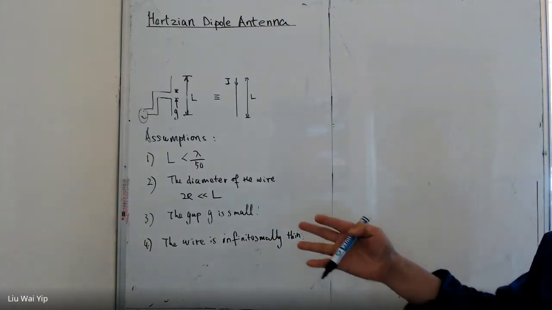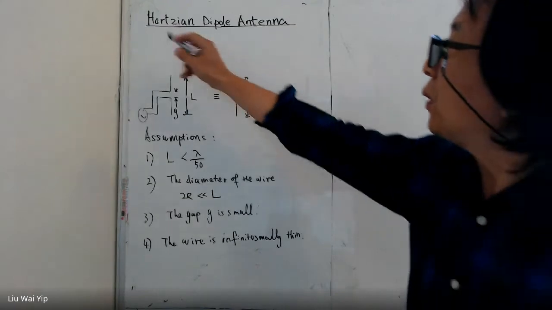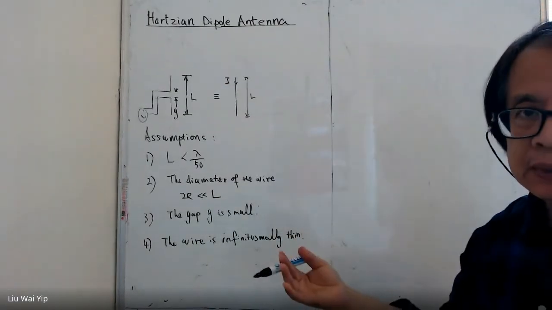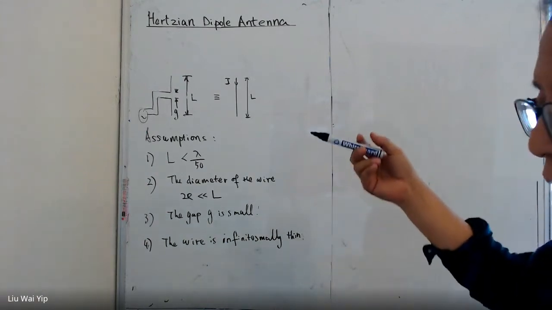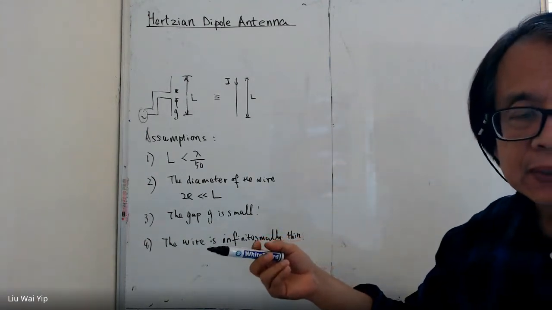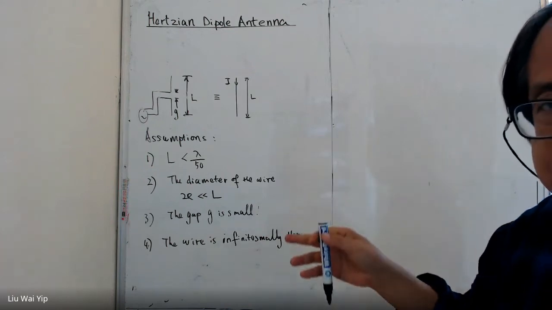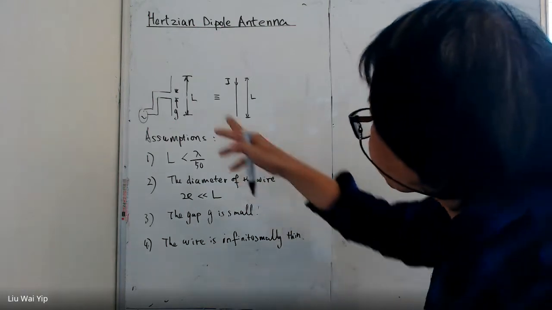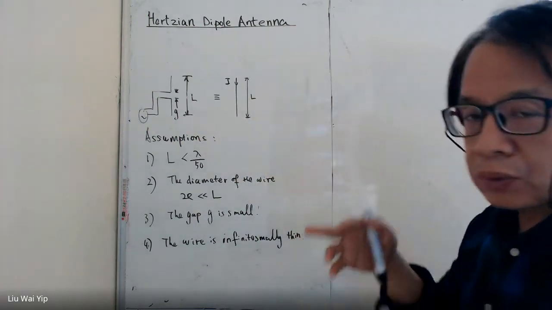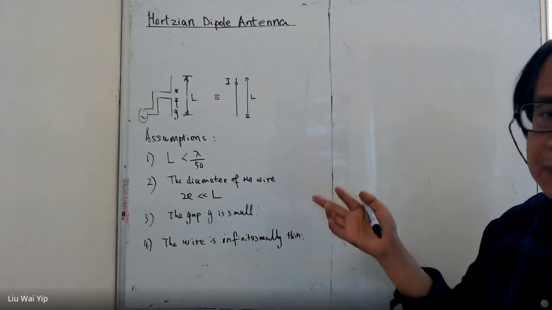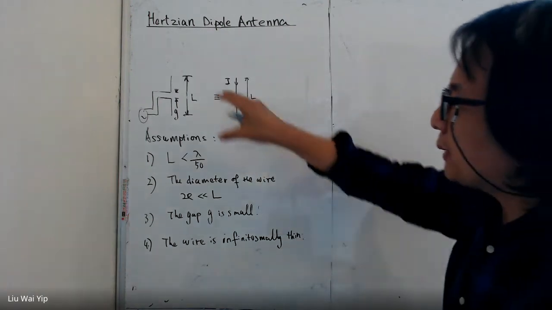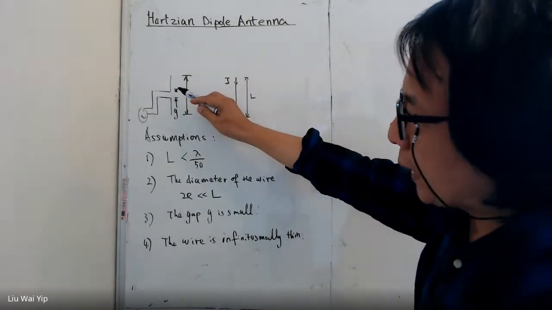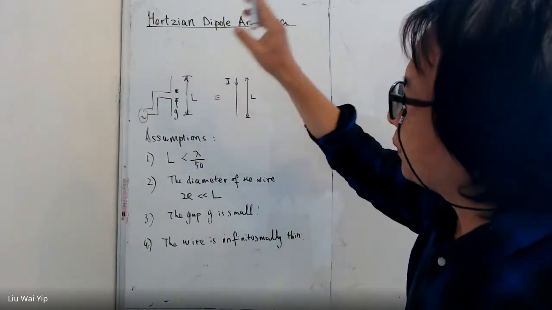Hello everyone, this video is about the Hertzian dipole antenna. Hertz was the first one who discovered the existence of the electromagnetic wave from the Maxwell equations. He was also the one who failed the experiment, simply because the antenna he used was too small. This was the original antenna used by Hertz.